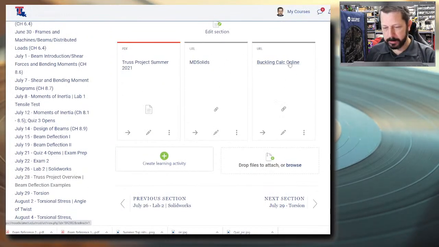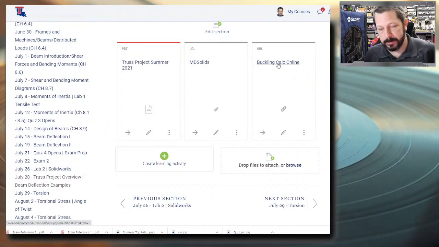These links are, we'll get to the buckling later. I'm not going to talk about it just yet, but this is a mode of failure that we don't really cover in this course, other than as part of this Truss project. So I'll talk about that in its own thing separately.